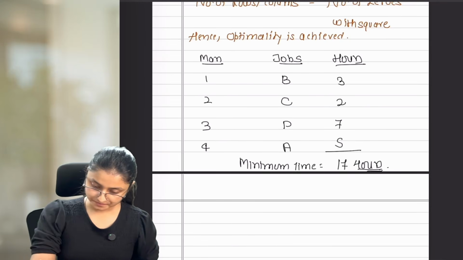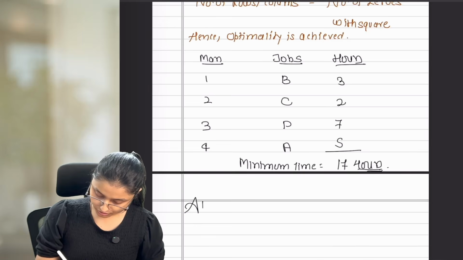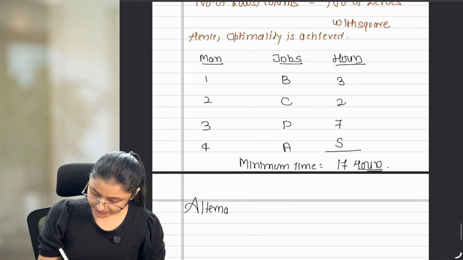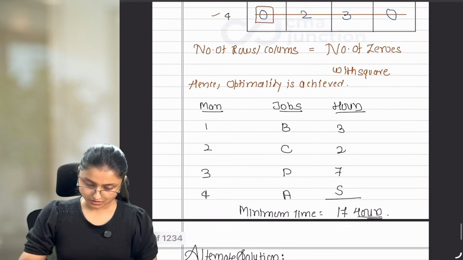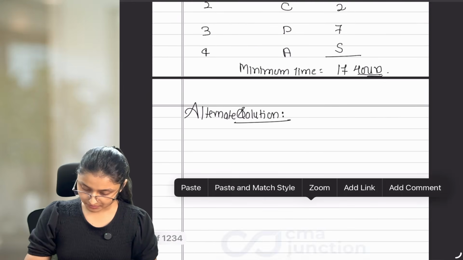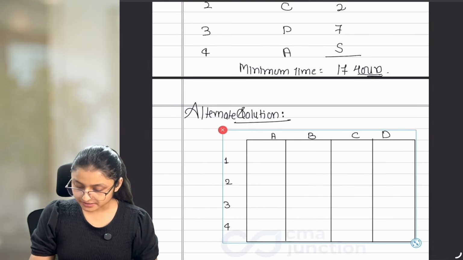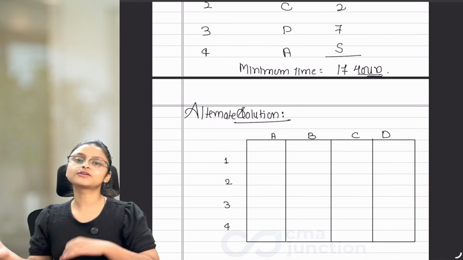Now after that, write it down: alternate solution. Whenever you selected randomly, in that situation it can happen that there is an alternate solution available to you. Okay? Now, for this let's make a table. For finding the alternate solution, you will do that after row and column scanning.